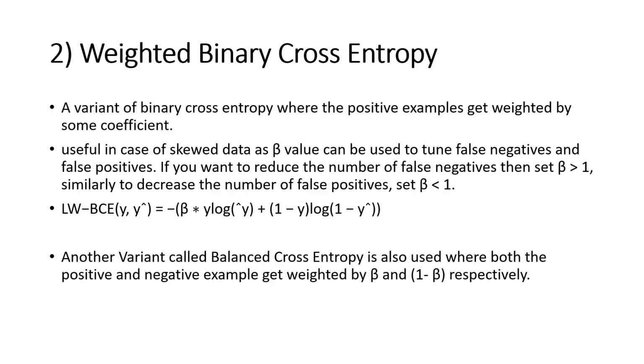In such cases, when the data is skewed, like the background might be containing 90% of the pixels, we might be inclined to introduce a new variable called beta that we can alter to change the contribution of our classes. If we want to reduce the number of false negatives, we can simply set the beta value greater than 1, and decrease it to decrease the number of false negatives. Another variant is called balanced cross entropy, which introduces a hyperparameter for both the positive classes and the negative classes.